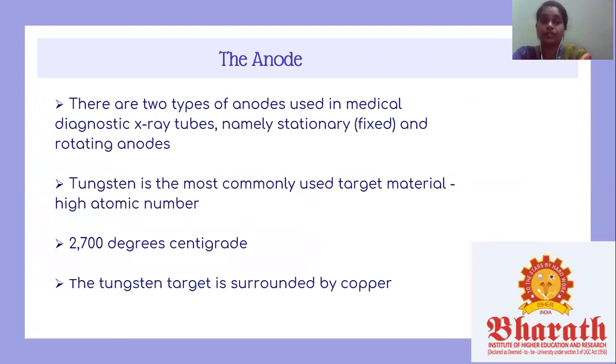So next we can see about the anode in the X-ray machine. Tungsten is the most commonly used target material in the anode because it has a high atomic number, which increases the intensity of X-rays, and because of its sufficiently high melting point, it can be allowed to become white hot. So during operation, what happens? The tungsten target can get as high as 2700 degrees centigrade. So in many cases, the tungsten target is surrounded by copper. The high heat capacity of copper improves the dissipation of heat.